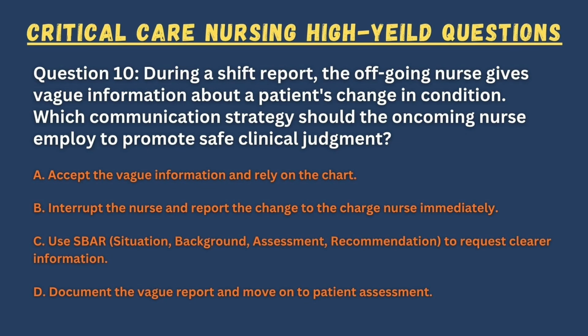A. Accept the vague information and rely on the chart. B. Interrupt the nurse and report the change to the charge nurse immediately. C. Use SBAR, Situation Background Assessment Recommendation, to request clearer information. D. Document the vague report and move on to patient assessment.